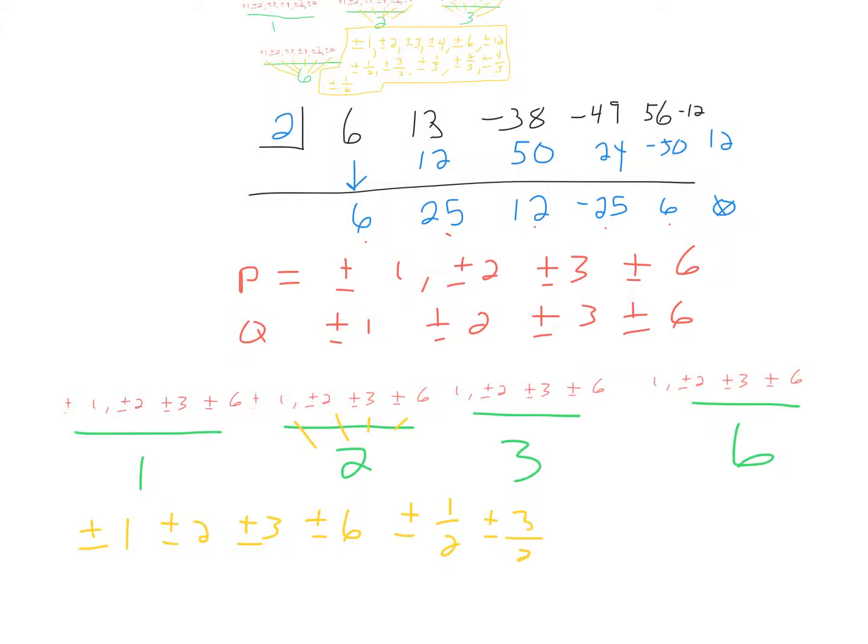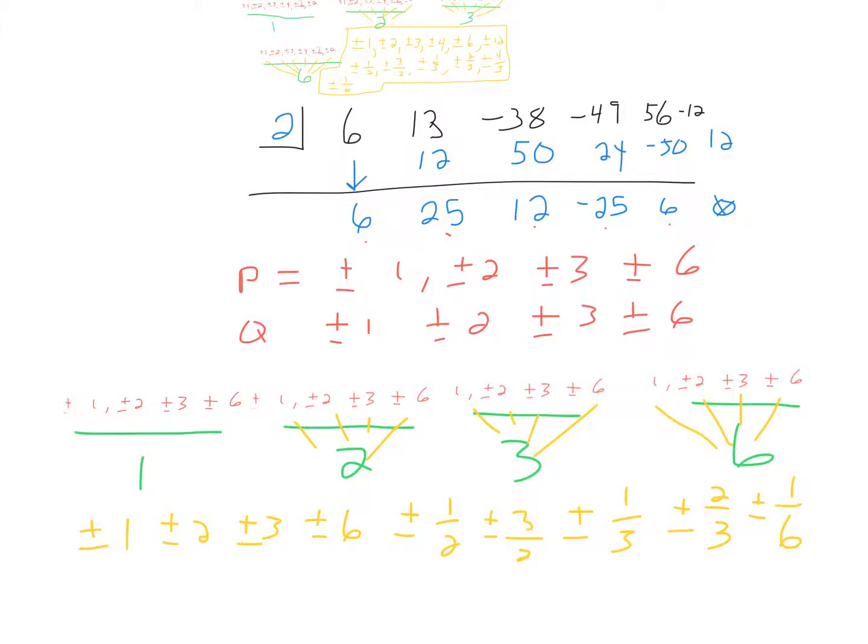6 over 2 is 3. We already have it. Here we're going to go to 1/3, so plus or minus 1/3, plus or minus 2/3. 3/3 is 1. 6/3 is 2. So we already have those. Then we have 1/6, so plus or minus 1/6. 2/6 is 1/3. 3/6 is a half. 6/6 is 1. All right.